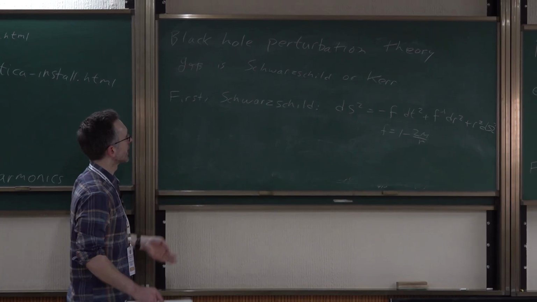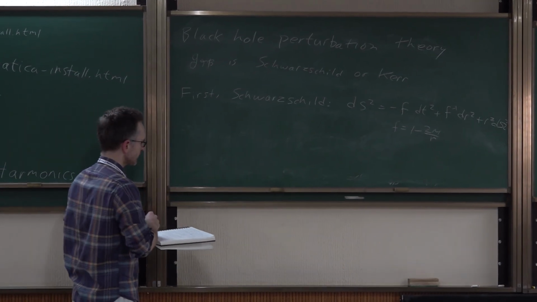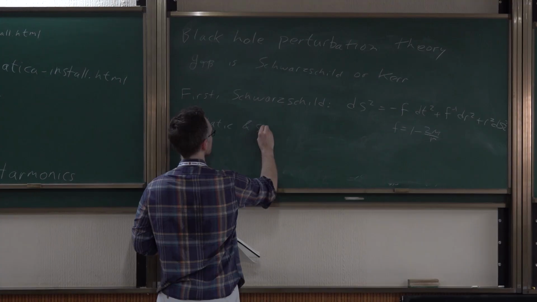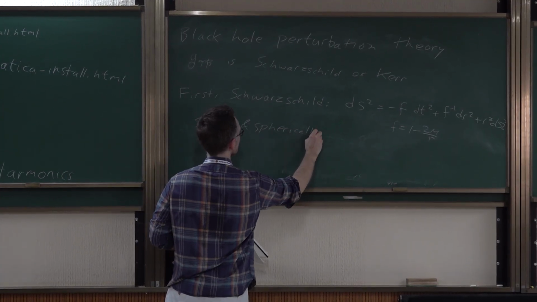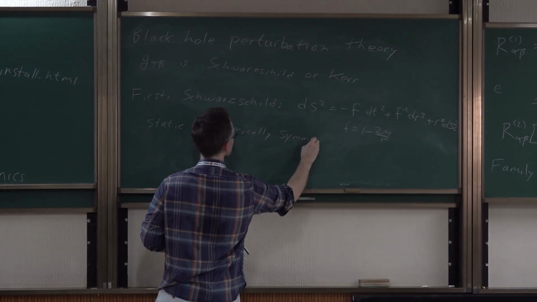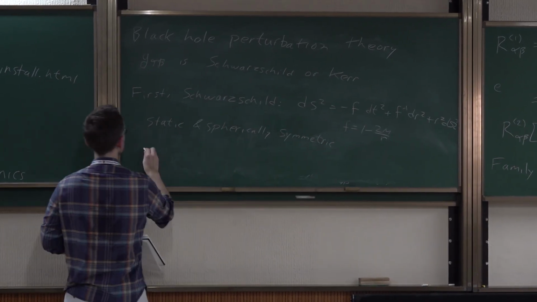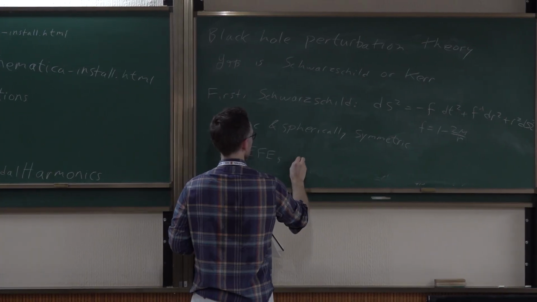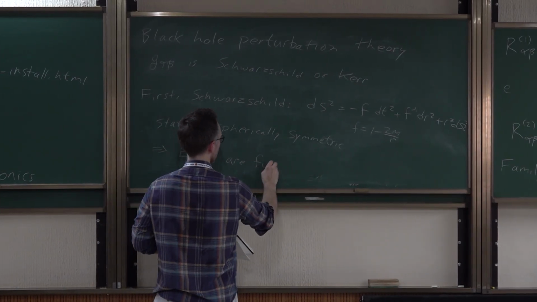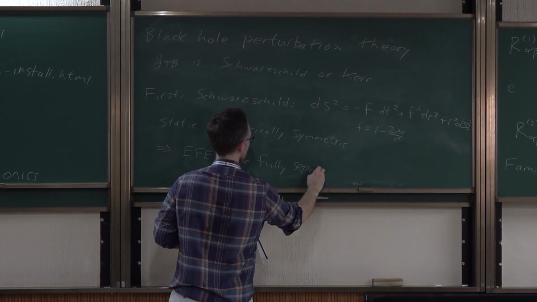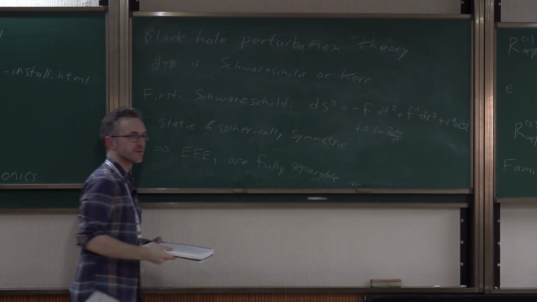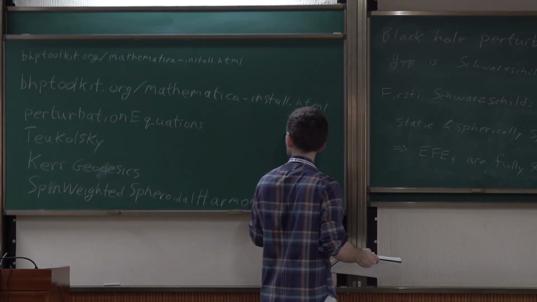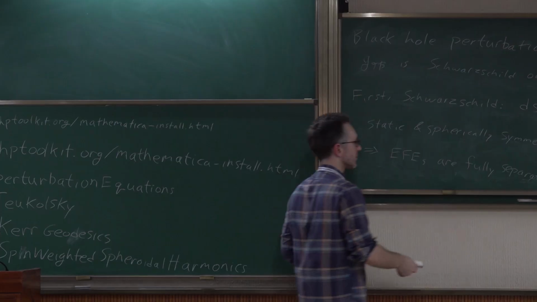Okay. Now, the key thing here is that this metric is static and spherically symmetric. And because of that, the perturbative Einstein equations are fully separable, which means we can reduce the four-dimensional PDEs to one-dimensional PDEs. I can use this board now.